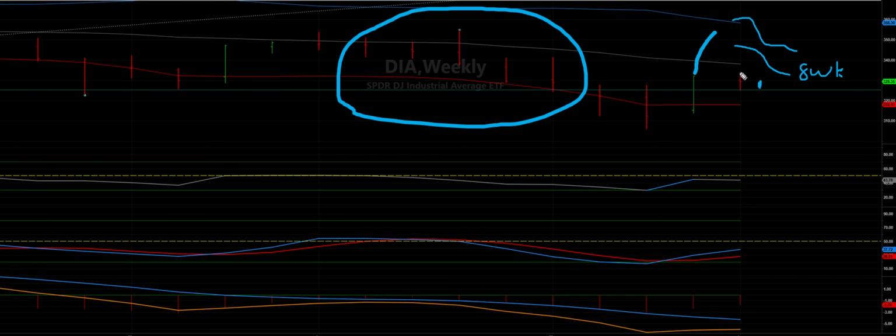So if we could close above the pivot and close above the 8-week moving average on any day, and we see some volume coming in on that day, then that's going to be the day that we take the trade. We'll take the trade on that day, and we'll keep everybody updated on what we plan on doing. But that's what we're looking at: a close above the 8-week, a close above the pivot, and we need to see that volume coming in.